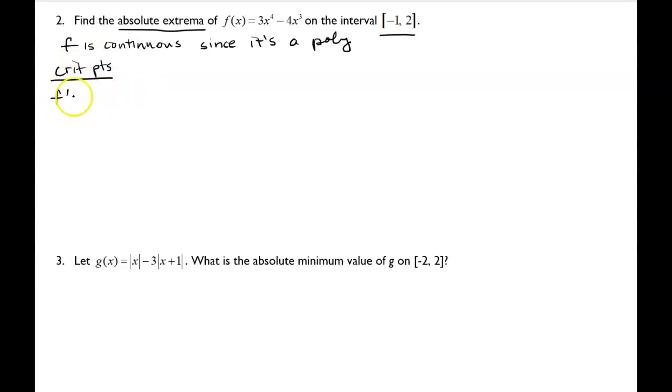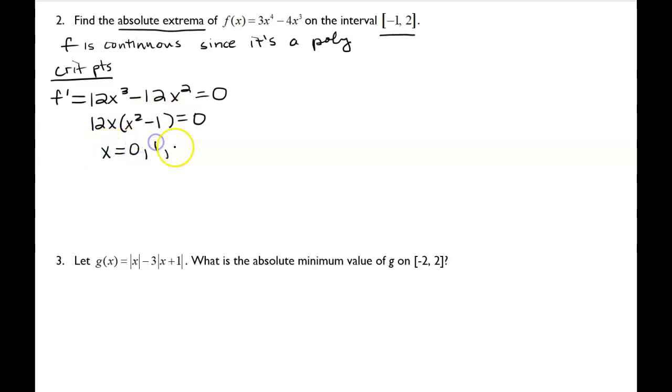So f prime is equal to 12x cubed minus 12x squared. We'll need to see where that's equal to 0. We could think about where it's undefined, but we know it's differentiable everywhere. So we factor this out. We get 12x times x squared minus 1 equals 0. And so that gives us our zeros of 0, 1, and -1.